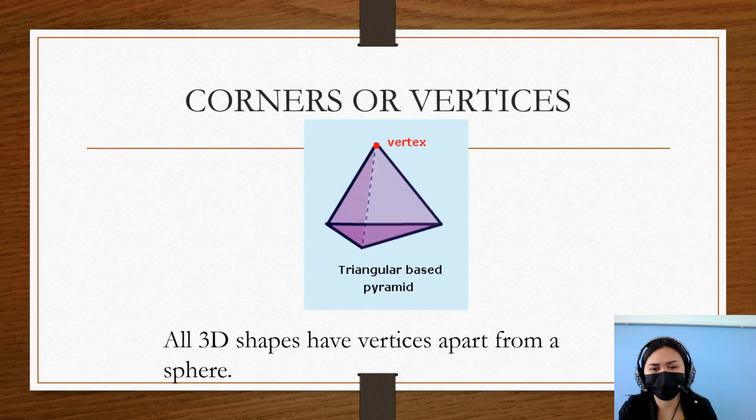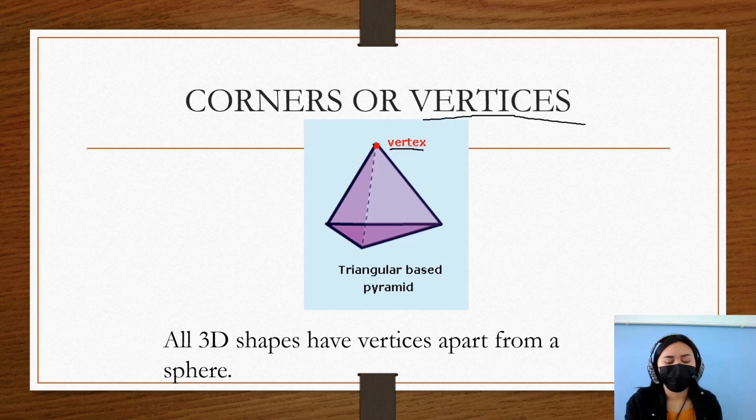Corners or vertices. Look at this shape. You can see the red dot in there. That is the corner or that is the vertex. If there are two or more, plural, we call it vertices. All 3D shapes have vertices apart from a sphere. Excluding the sphere.